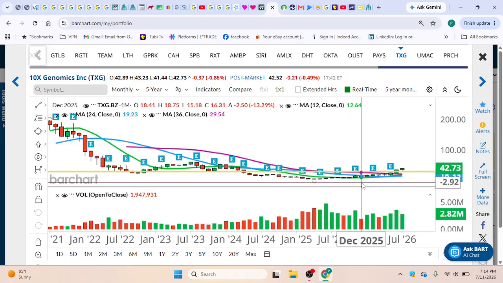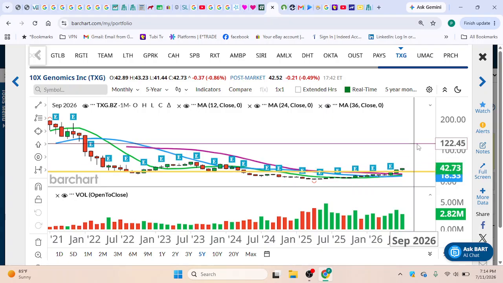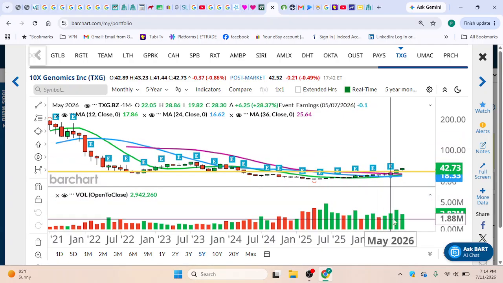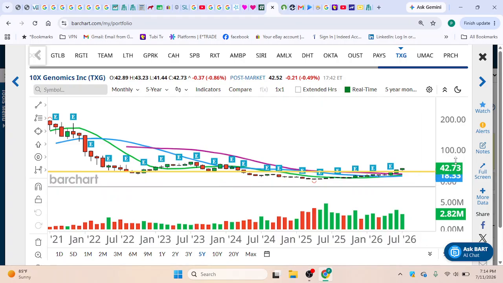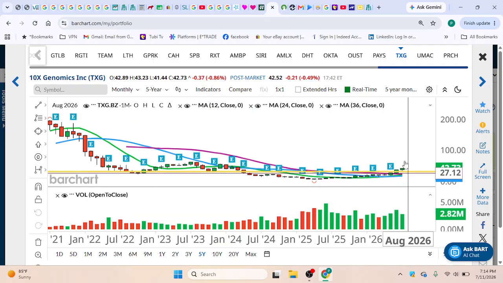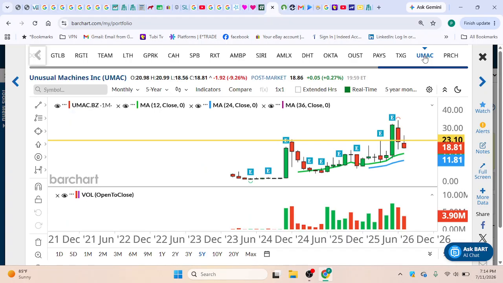Here's a genomics company, which again is not profitable, but it's starting to move up the right side of the chart. Has quite a bit of volume too. So this tells me institutions are watching it. We get $42 a share times 2 to 3 million shares a day. That's pretty good volume, dollar volume. So I am long 10x Genomics.